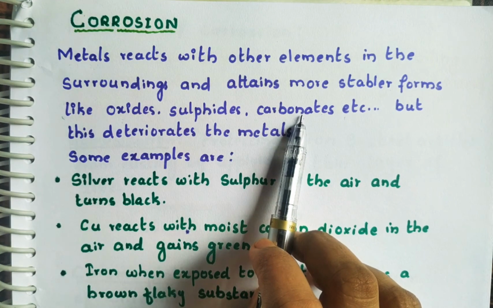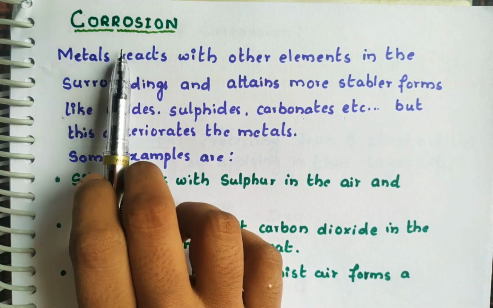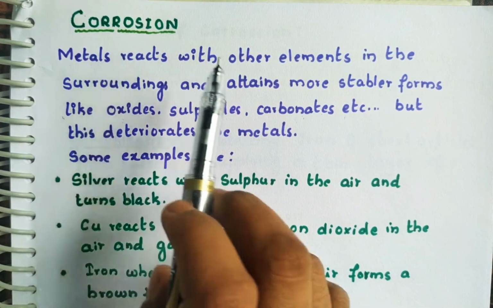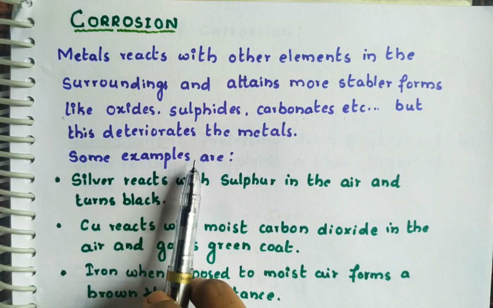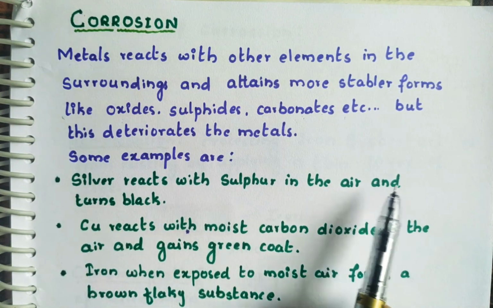But this deteriorates the quality of the metal. That's why it is harmful. Corrosion is harmful to us. Some examples of corrosion in our daily life are: silver reacts with sulfur in the air and turns black.